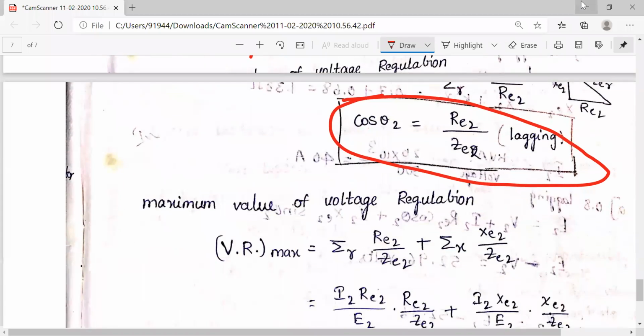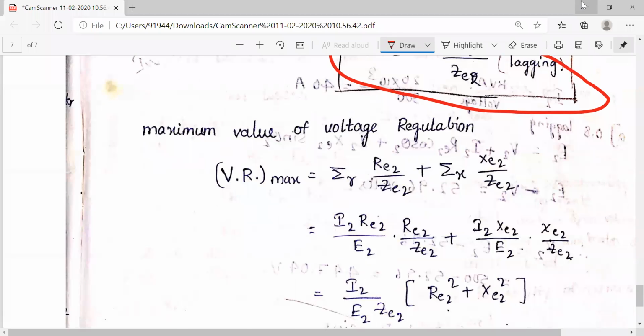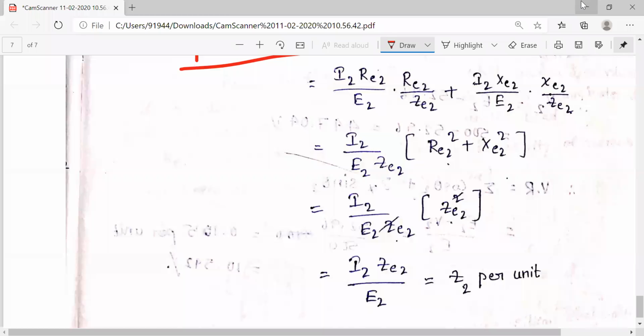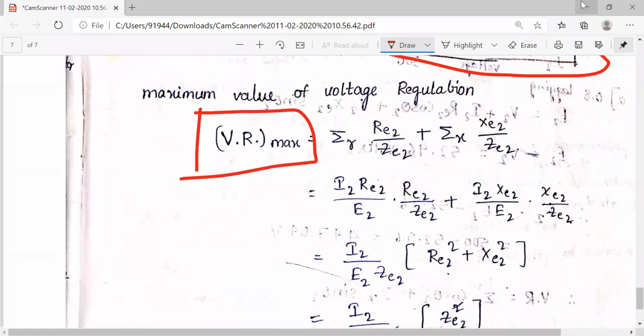What is the value of maximum voltage regulation? Substitute the condition in this equation. So maximum voltage regulation equals sigma R times R equivalent of 2 by Z equivalent of 2 plus sigma X times X equivalent of 2 by Z equivalent of 2. After calculation, sigma R is I2 R equivalent of 2 by E2, so simply substitute the sigma X value.